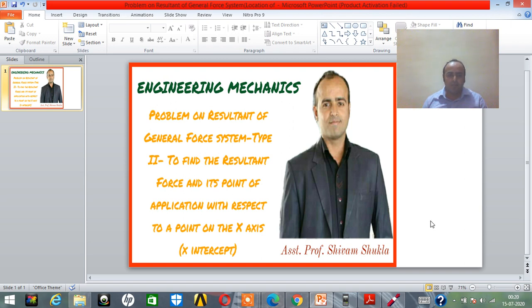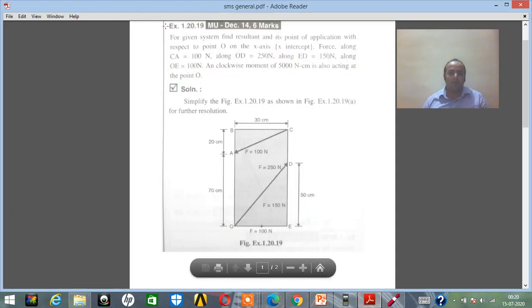It's a type 2 problem to find the resultant force and its point of application with respect to a point on the x-axis, that is the x-intercept. Let's see how the question statement goes. It was asked in university paper December 2014 for 6 marks.